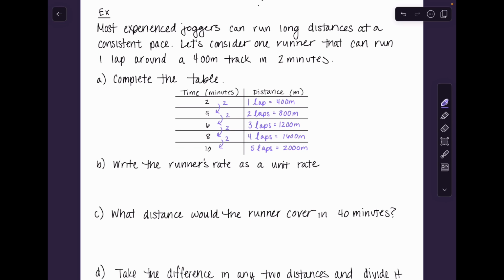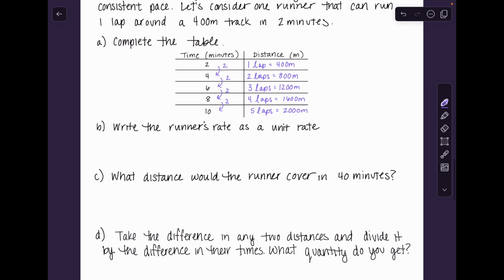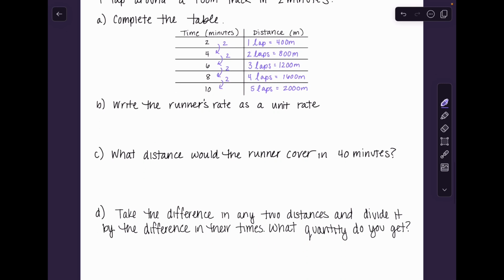We're going to now try to answer a couple different questions. So we're going to start with: what is the runner's rate as a unit rate? So again, unit means that there should be a 1 in the denominator. Okay. So for this, what I want to do is look at the runner's change in their distance over the change in their time.